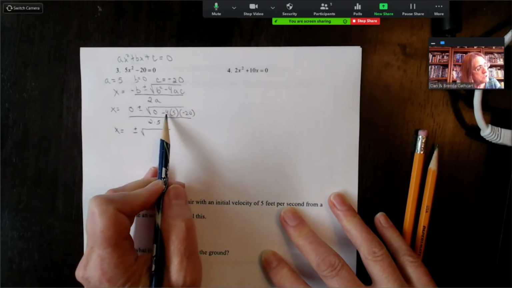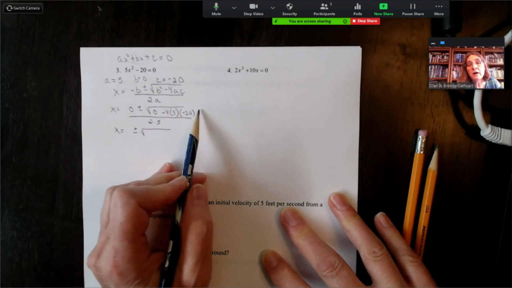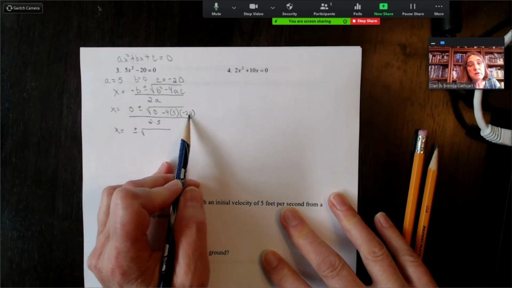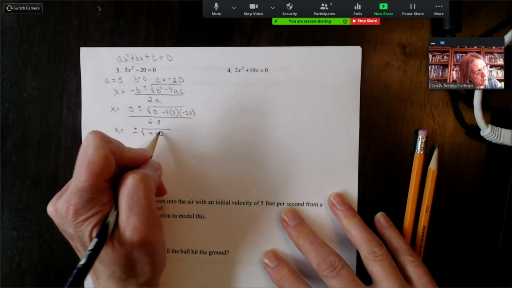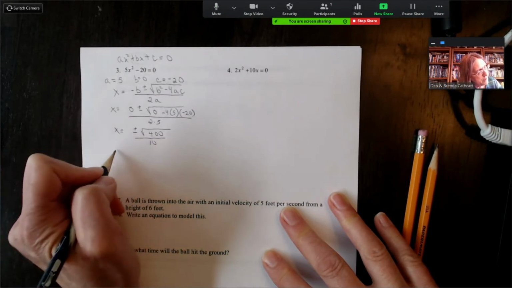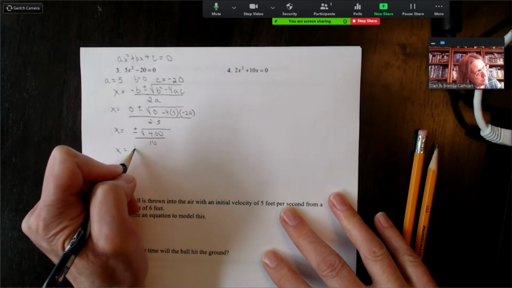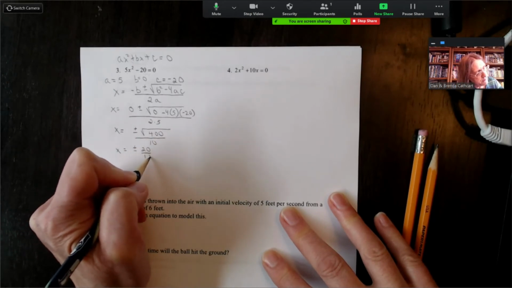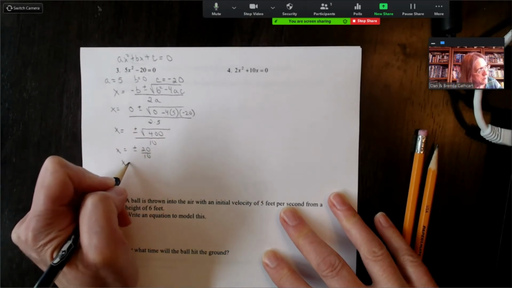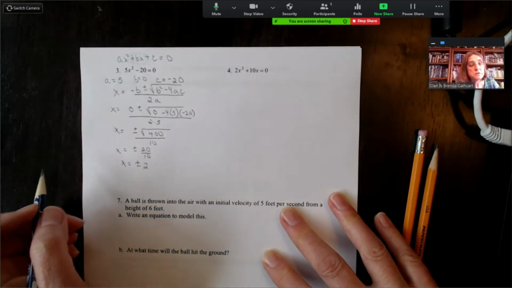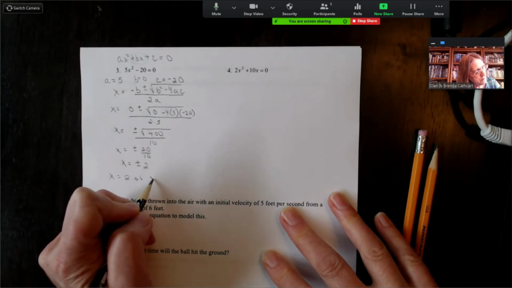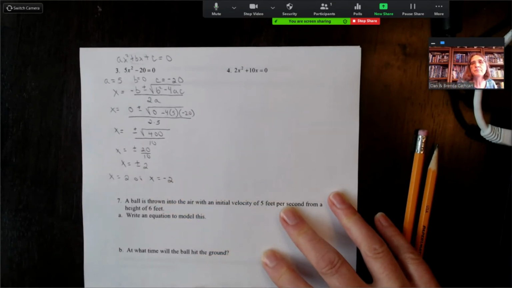And when we multiply what's inside under our root, we have negative 4 times 5 is negative 20, times negative 20. That's 400 over 10. The square root of 400 is 20, so we have plus or minus 20 divided by 10. 20 divided by 10 is 2, so x is plus or minus 2. Again, we have two solutions. We can say x equals 2 or x equals negative 2.